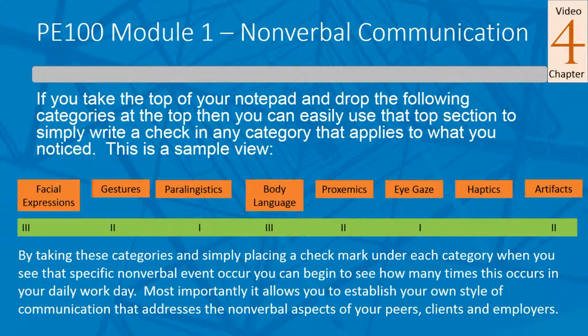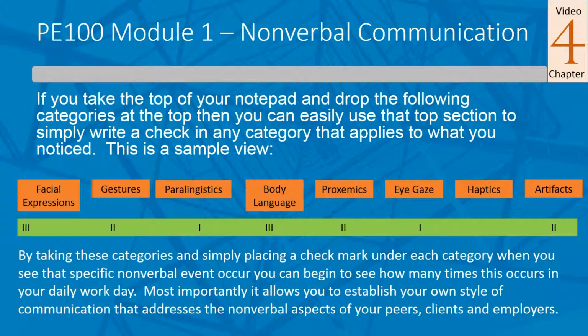Now, here's an idea of how you can easily come up with a study on this. Take the top of your notepad and drop the following categories at the top: facial expressions, gestures, paralinguistics, body language, proximities, and so on. Every time you see somebody do that, just put a little line underneath facial expressions or gestures or whatever it may be.